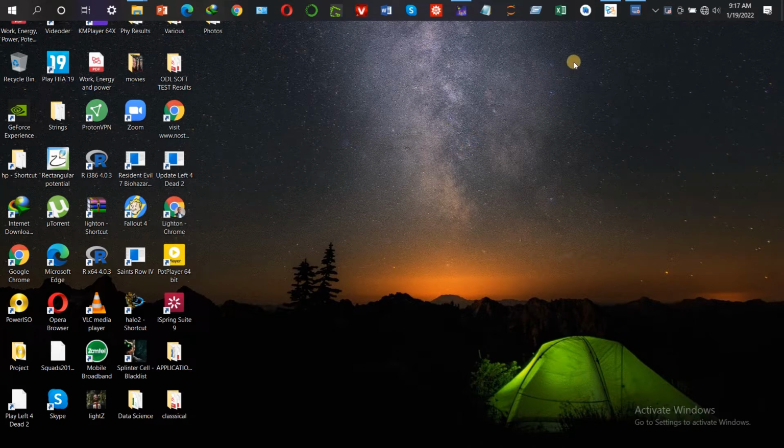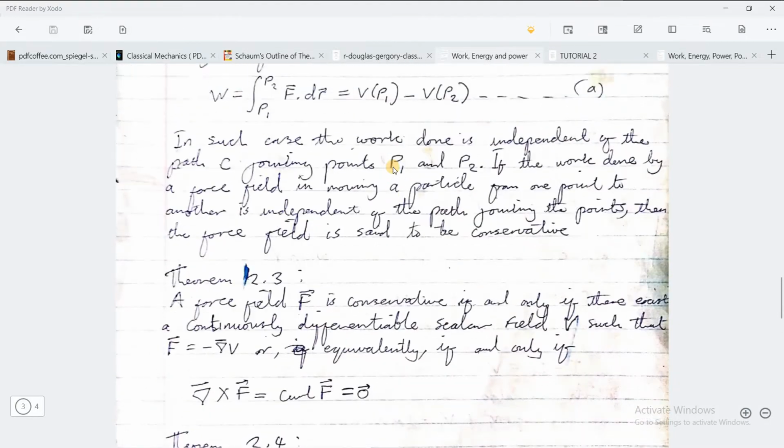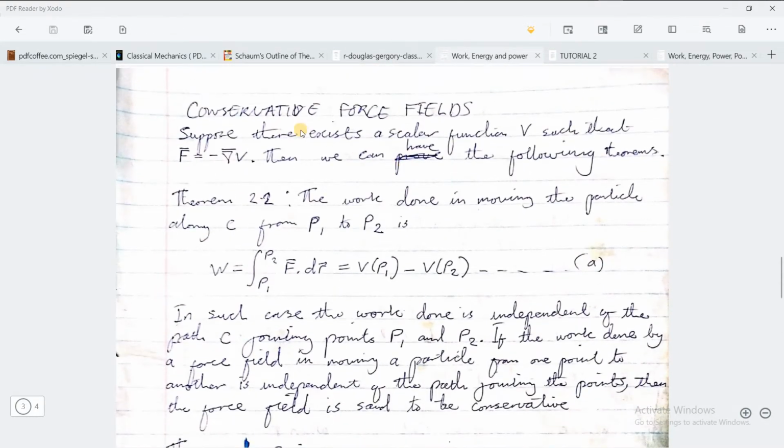So we're going to continue with looking at questions on what we learned on work, energy, power and potential. In this session we're going to look at something on conservative force fields. So I'll open the document again. Okay, so this was the part talking about conservative force fields.